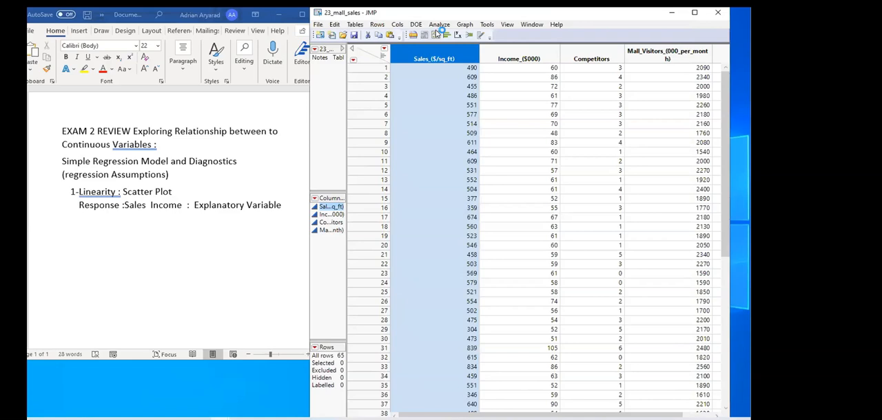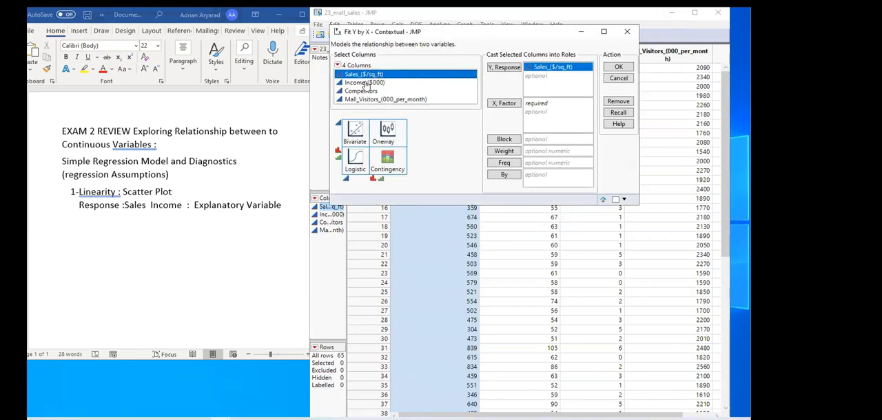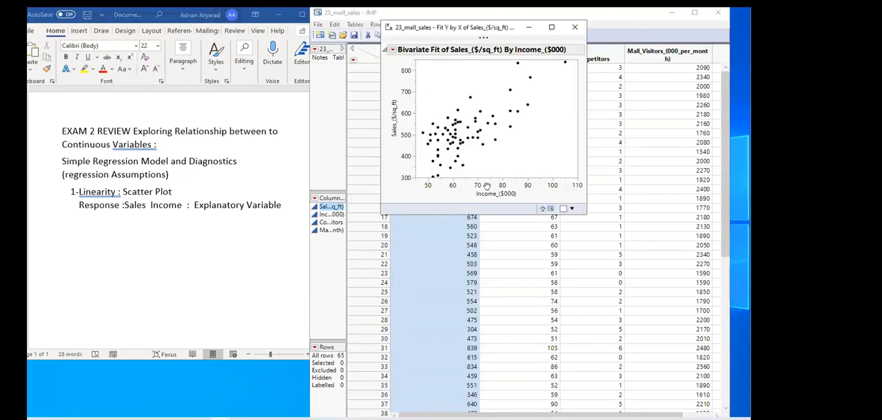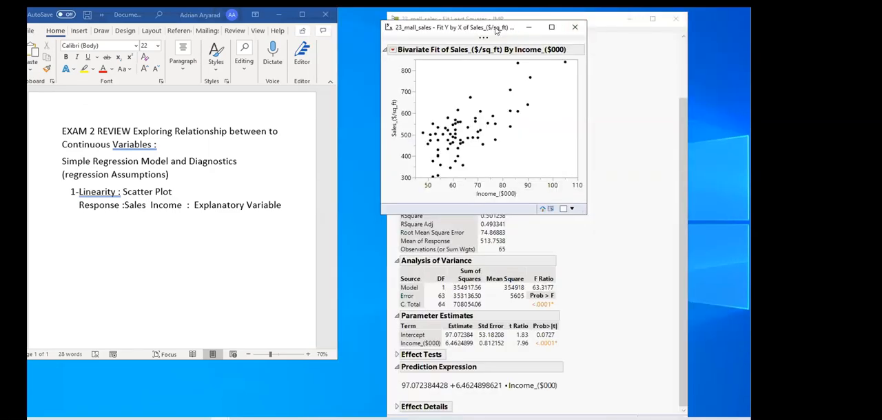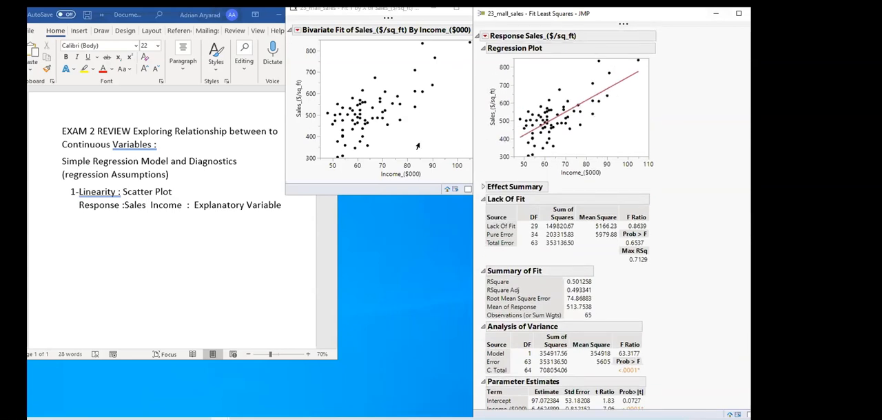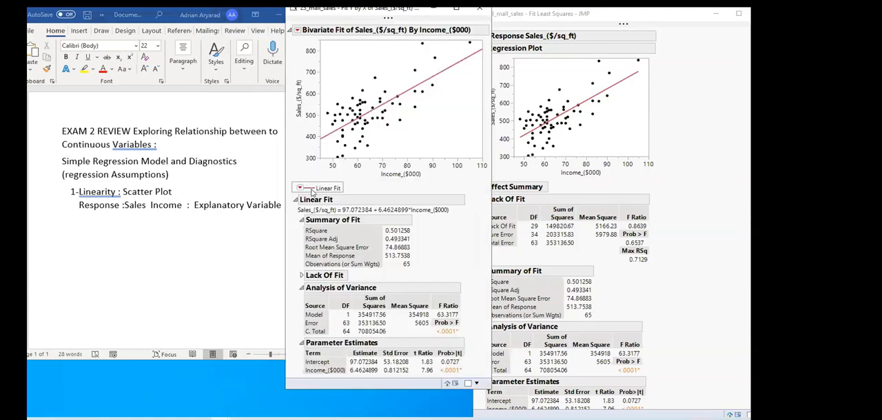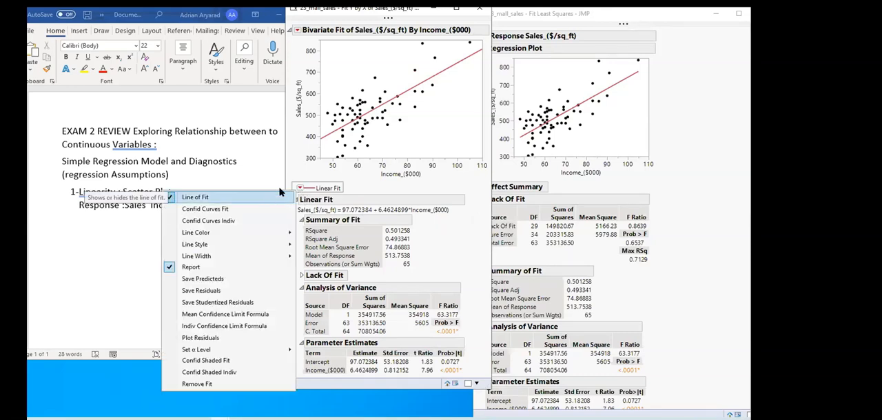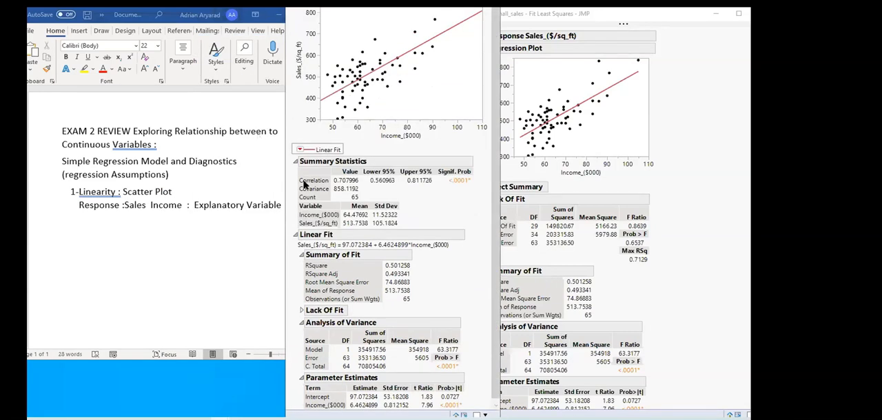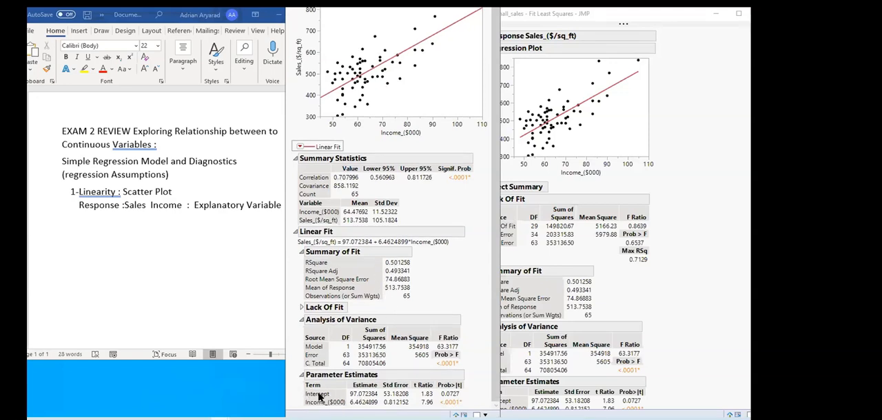Let's see if we do this with Fit Y by X, we get the same numbers. Sales, income, click OK. That's the same solution here, but we don't have the line. We can add it, fit line. That's the same graph, and that's your equation here. That's your R square. We can also add the summary up here and see the correlation value, 0.7. Correlation R, Pearson correlation R. Is it significant? Yes. R squared is 0.5, so you square 0.7, and a square of 0.7 is 0.5. And we have the same numbers down here.